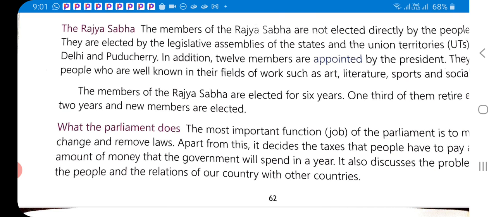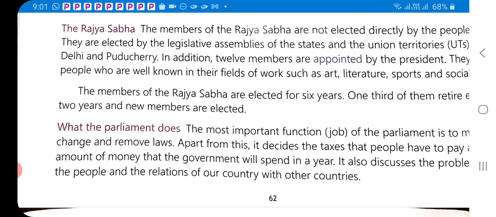What the parliament does now, what are the functions of parliament? The most important function of parliament is to make, change and remove laws.